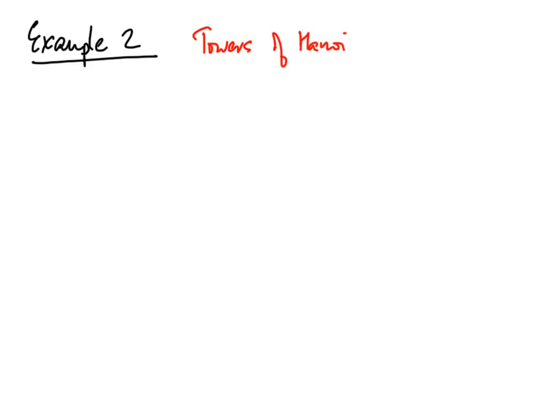So let us look at another example. This is another example which is very classical. This is the Towers of Hanoi. As we know, the Towers of Hanoi puzzle is one where you have three pegs on which you can put disks which have holes in them.